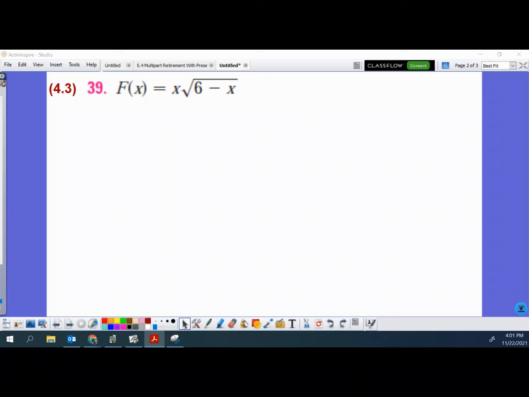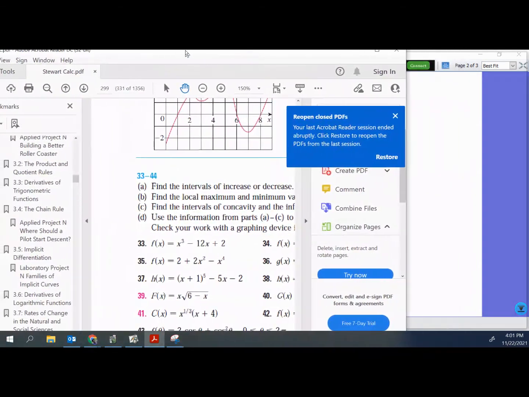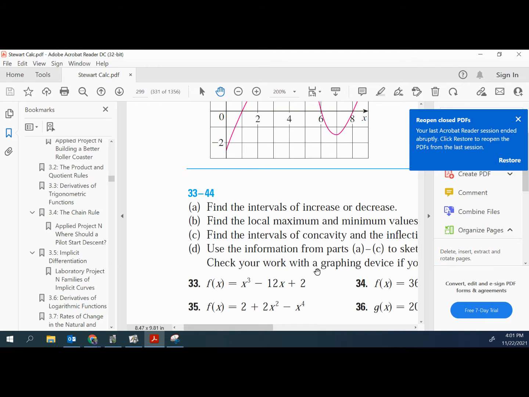All right, we're looking at these, I'm going to call them curve sketching problems for lack of a better word. This is number 39 from 4.3. In fact, here it is in the book. So if you look at the instructions here, zoom in a little.